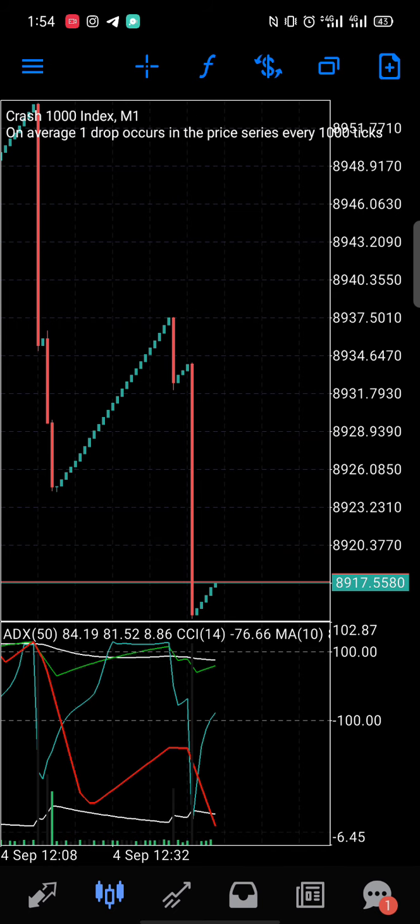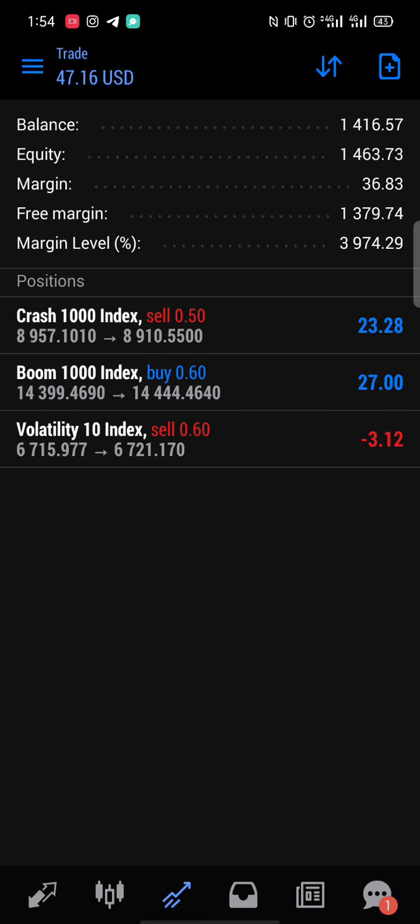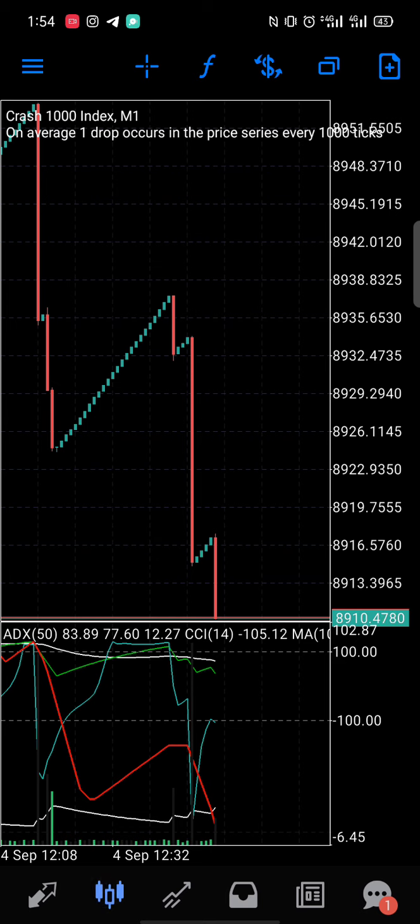We got another spike, guys. We're still on profit for the crash 1000 index. We just got a spike.